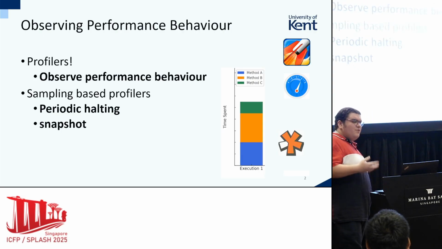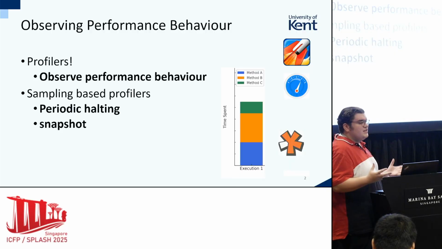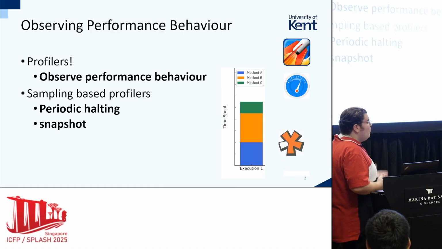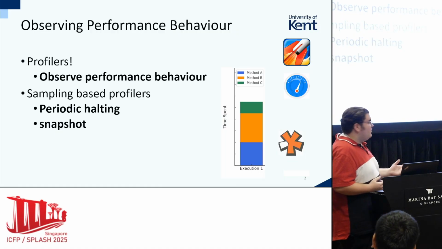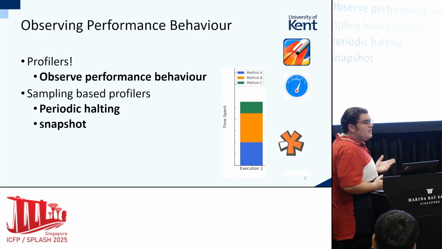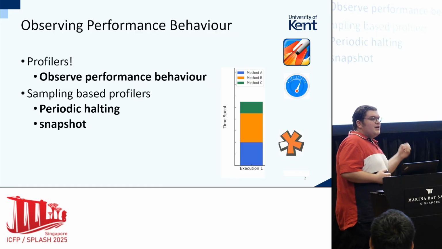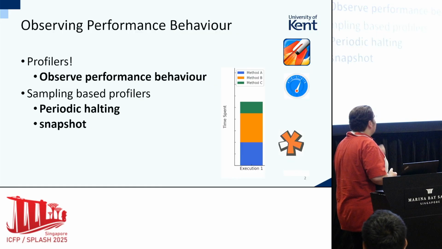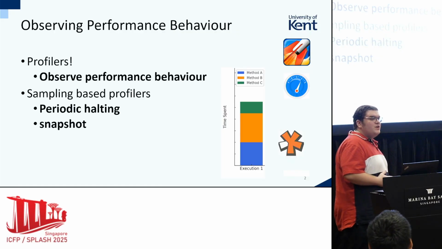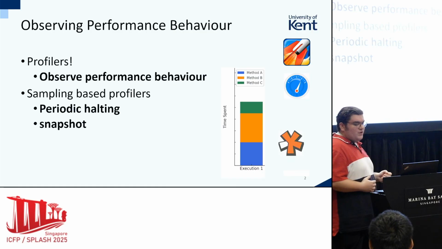Profilers are tools that allow you to observe performance behavior. These can be characteristics of an execution. They may be such things as memory allocation, object allocation, or how much time we spent in a method. There are many types of profilers, sampling or instrumentation-based, but we're only interested today in sampling-based profilers, which is where you periodically halt execution and you collect a sample, some information. This may be as simple as the program counter, and then you can look at the metadata and know what method you're in at that point of halting.